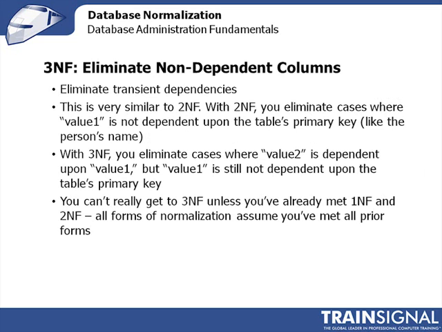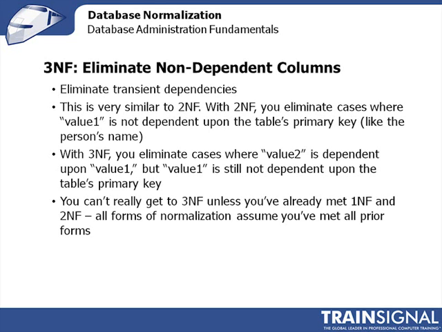Third normal form tells us that we should eliminate non-dependent columns. This is also referred to as eliminating transitive dependencies, and again, conceptually, this can be very similar to second normal form. With second normal form, you eliminate cases where value 1, some value, is not dependent upon the table's primary key, which we were using as the person's name. With third normal form, we eliminate cases where value 2 is dependent upon value 1, but value 1 is still not dependent upon the table's primary key. So you can't really get to third normal form unless you've already met first and second normal form.